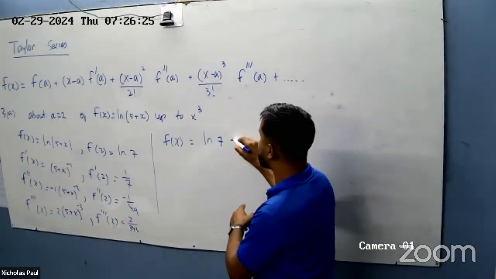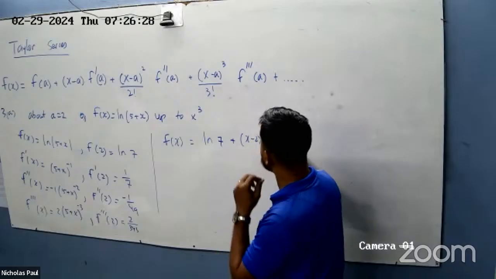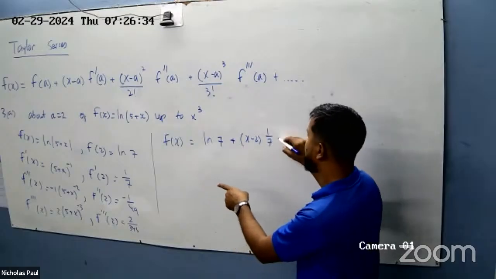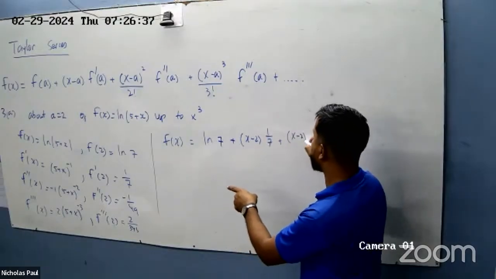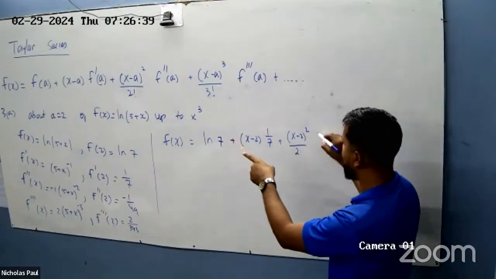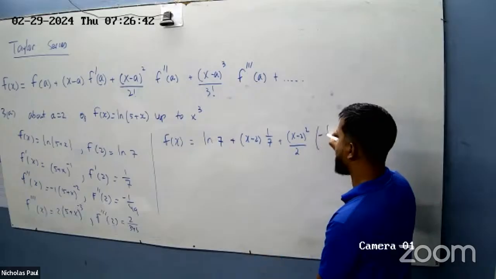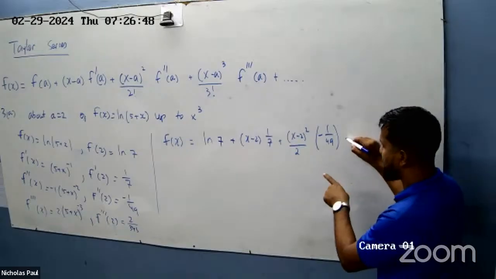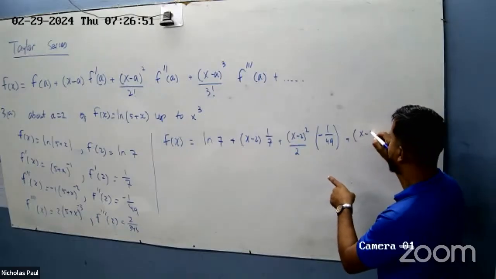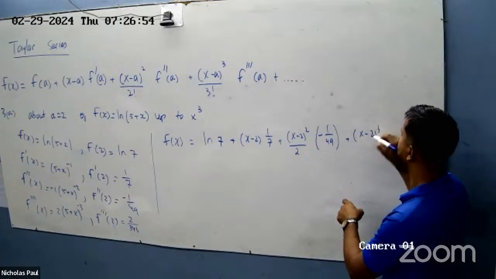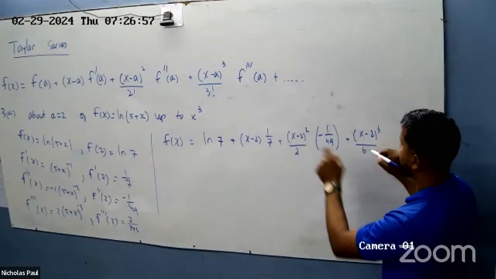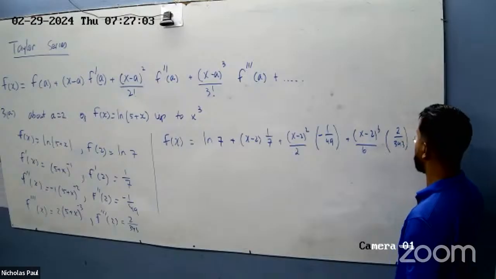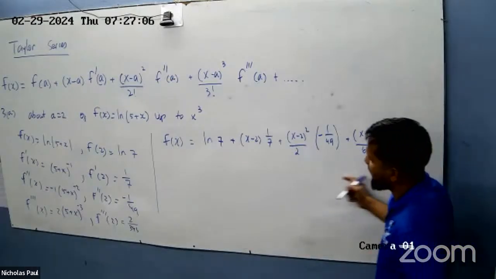Right, so ln x plus x minus 2, f prime a was 1/7, right? Plus x minus 2 squared over 2, because it's 2 factorial. Double prime is minus 1 on 49. Plus x minus 2 cubed all over 3 factorial, which is 6, by 2 over 343. All right, and then you just work it out.